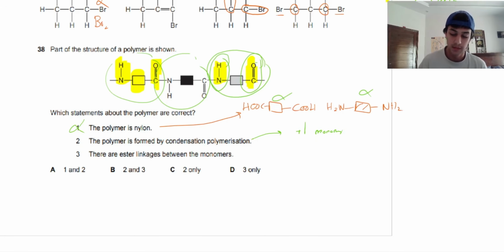And also, condensation polymerization essentially involves the loss of a small molecule like water. So this OH is going to react with one of the H from the amine group, and this will lead to the loss of water, forming that CONH linkage that you can see over here. This is the CONH linkage that I mentioned. Okay, then there are ester linkages between the monomers. No, because this is a typical amine linkage, amide linkage essentially. So that's going to be C.